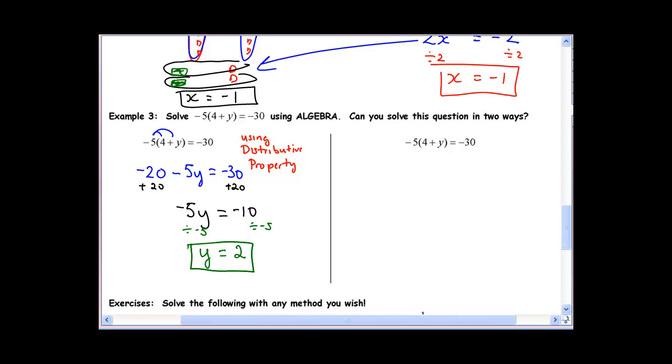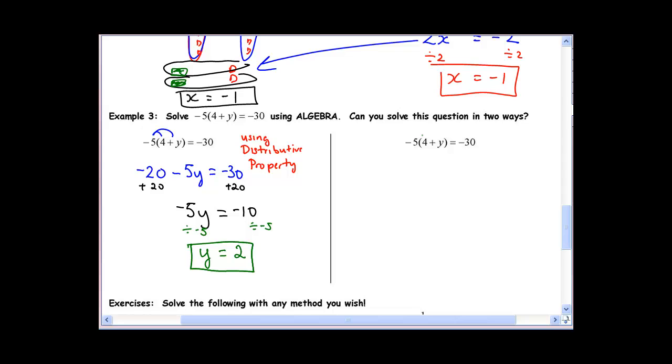So, let's see how you can think of a second way. Give yourself a few minutes to think about this. If you're not too sure, then come back and watch the tape. But if you can figure this out on your own, I'd be very impressed. Think algebra. Opposite operation. I see here negative 5 multiplied by, in a bracket, 4 plus y. So do you hear me say that? Negative 5 times something in the bracket equals negative 30.